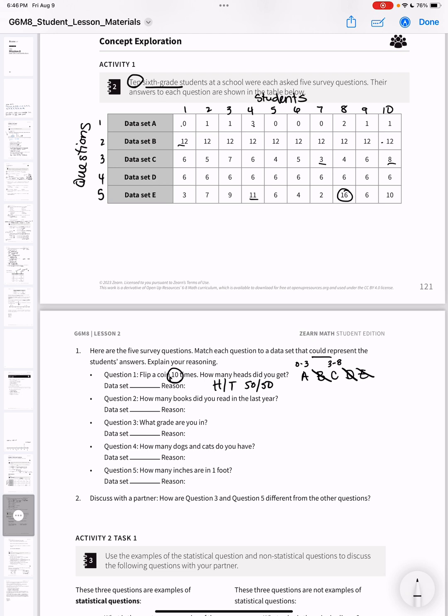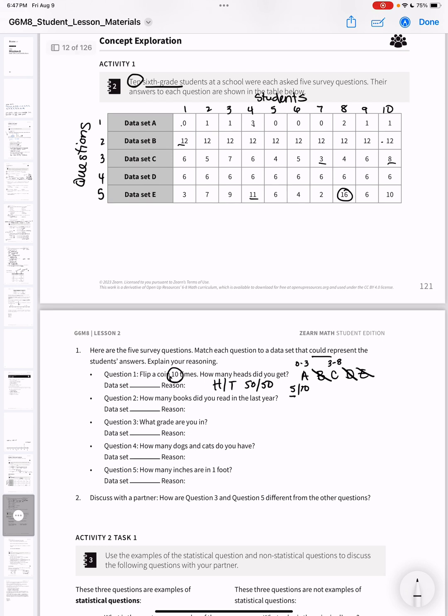0 to 3, if we have 10 times, 50-50 would be 5 out of 10, right? So would it make sense that you only have 0 to 3 in the data set? Or would it make more sense to have 3 to 8? I think 3 to 8 is closer to 5, and so data set C is my reason. I think question 1 is data set C.